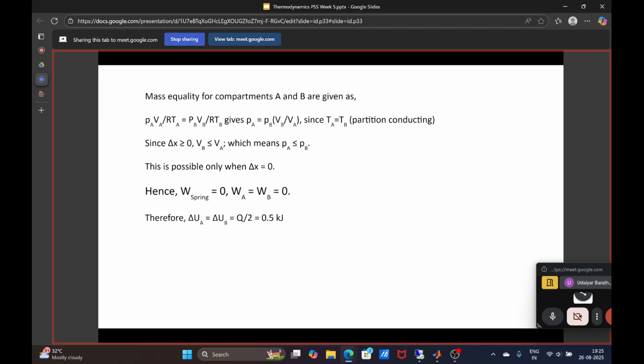Satisfying both the pressure balance and the mass balance equation is only possible when delta x is 0, or the partition is not moving. That is the only condition where these two equations are satisfied, and it says both will have equal volume and equal pressure, and the temperature will also remain constant. Whatever heat is transferred to compartment A, half of it goes to compartment B, so it behaves as a whole system.